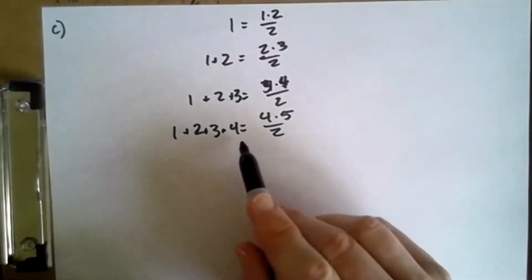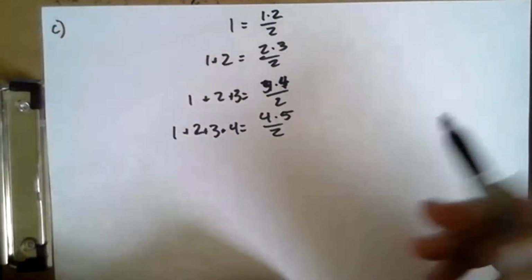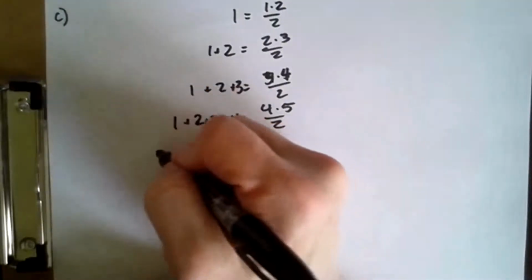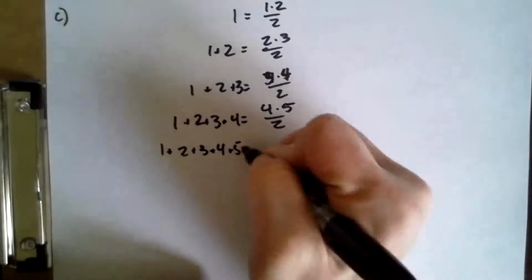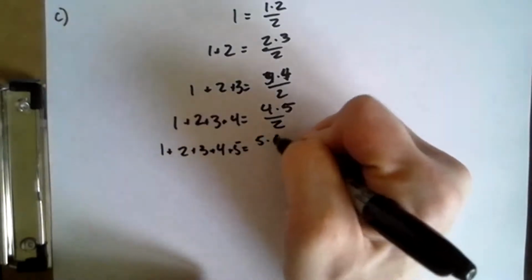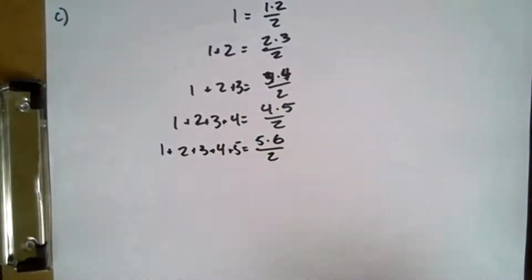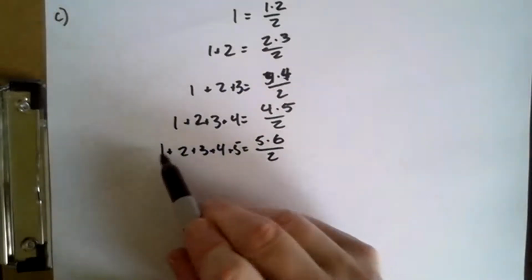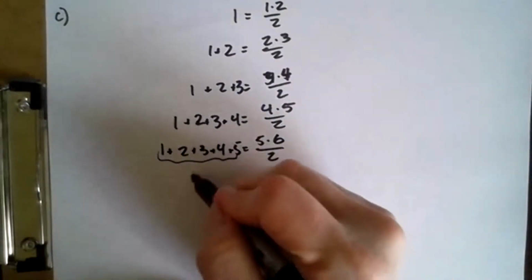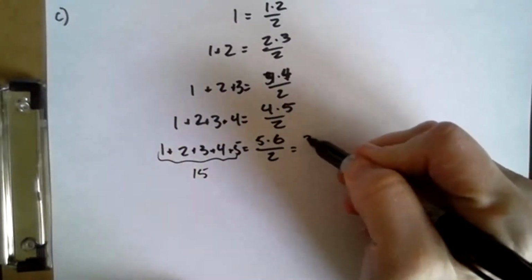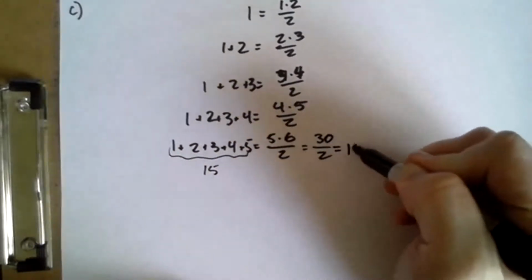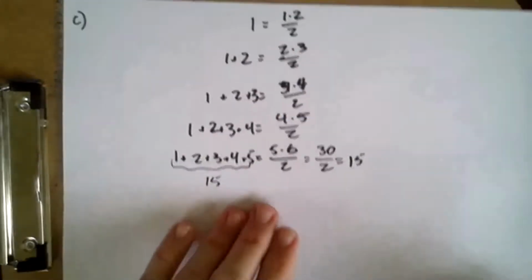1 plus 2 plus 3 plus 4 we've seen is 10. 4 times 5 is 20. Divided by 2 is 10. So now we should see 1 plus 2 plus 3 plus 4 plus 5 equals 5 times 6 over 2. Well, certainly, we saw this before, that's 15. 5 times 6 is 30, divided by 2 is 15.